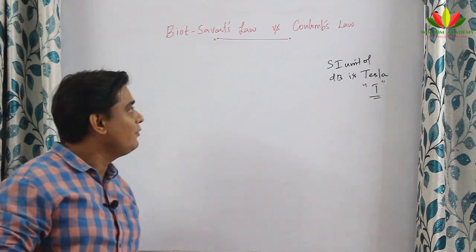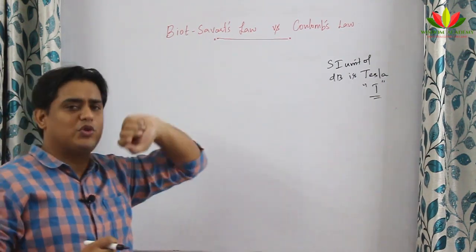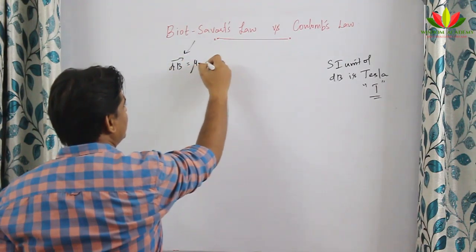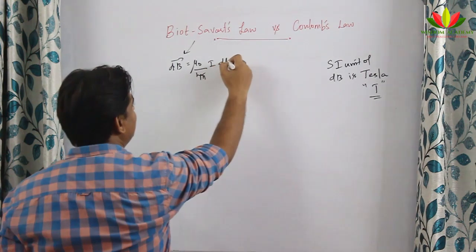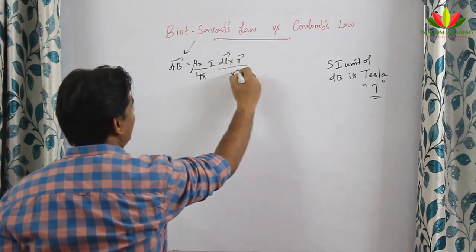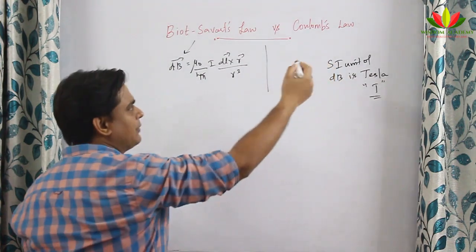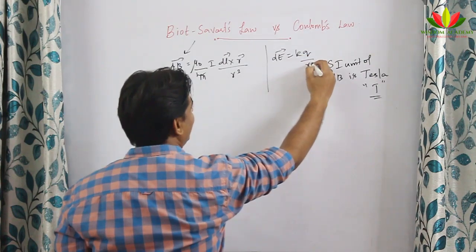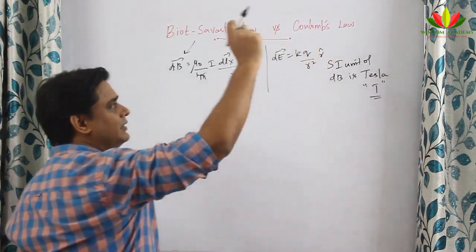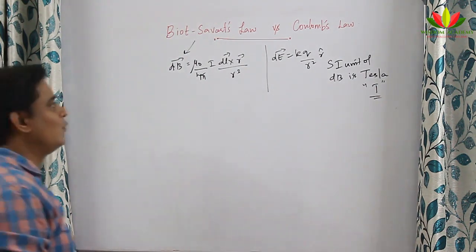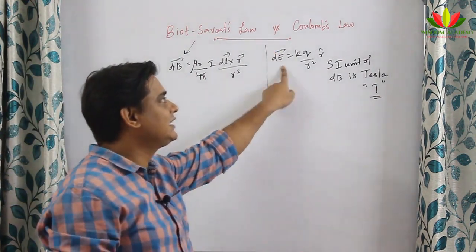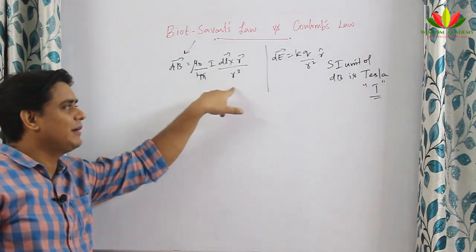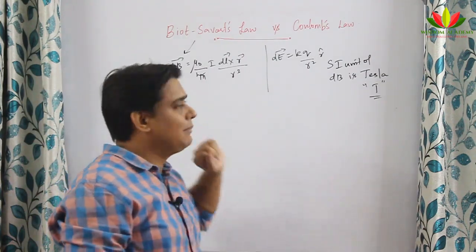Fine. Now we are going to compare Biot-Savart law with Coulomb's law. See, Biot-Savart law gives the value of magnetic field, that is equal to mu naught by 4 pi I dl cross r by r cube, whereas electric field can be found by using Coulomb's law, and that is dE is equal to k q by r square into r cap, if I am right. So kq by r square was the electric field by Coulomb's law, and mu naught by 4 pi I dl cross r by r cube is the magnetic field by the Biot-Savart law.